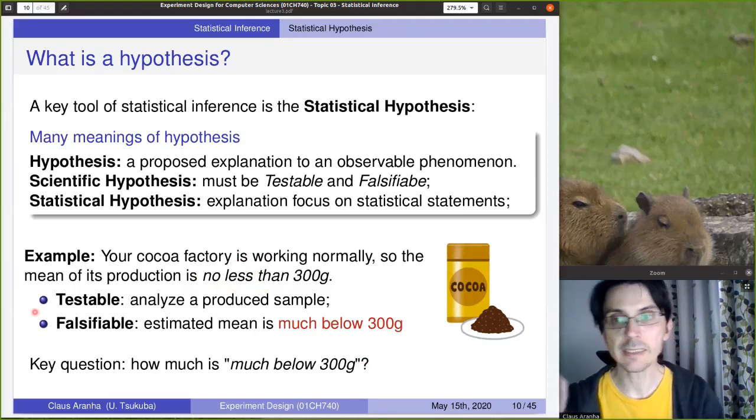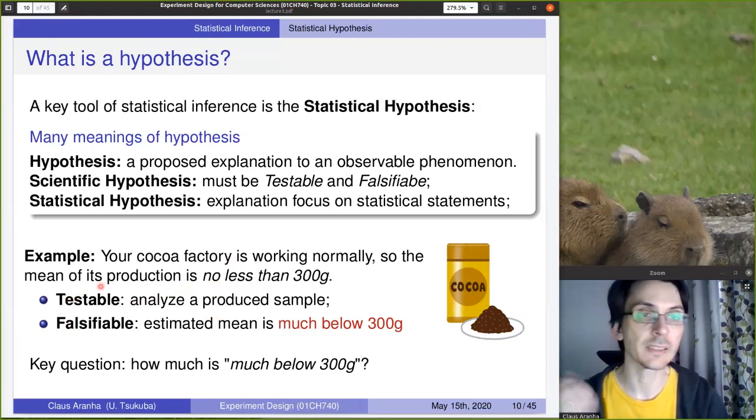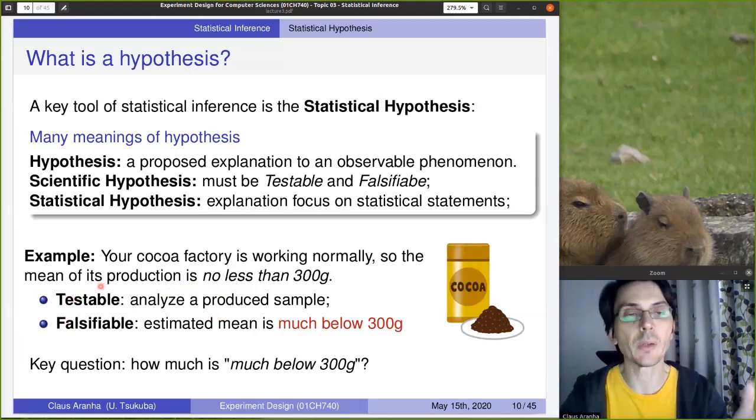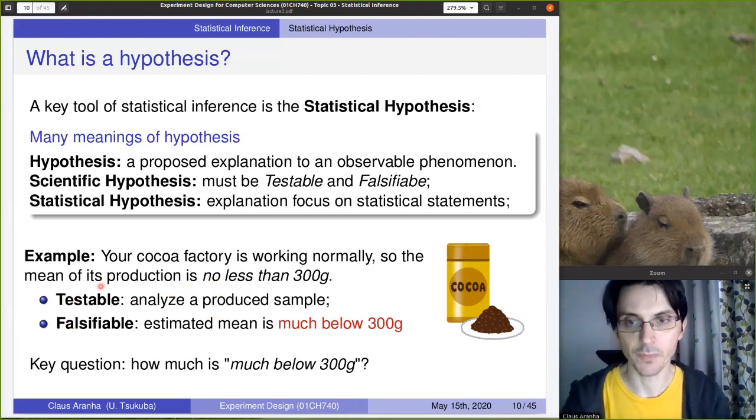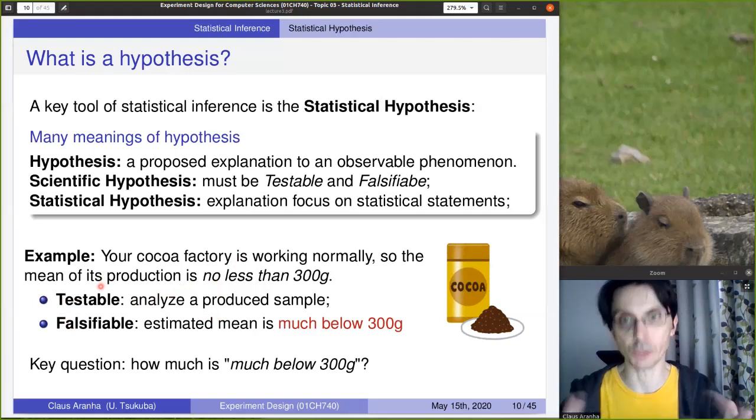Now, is this hypothesis testable? Yes, it's testable. I can take a sample of a number of cocoa packages and I can measure that. Is it falsifiable? Yes, if I take a sample and I estimate the mean and the mean is much below 300 grams, then my hypothesis will turn out to be false. Now here's the question. How do we decide from the data if the hypothesis is false or true?